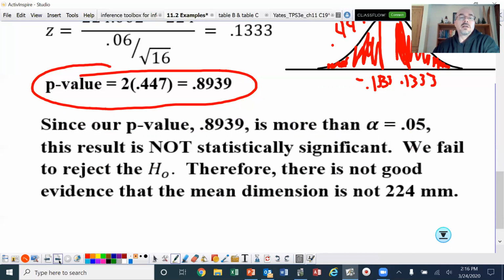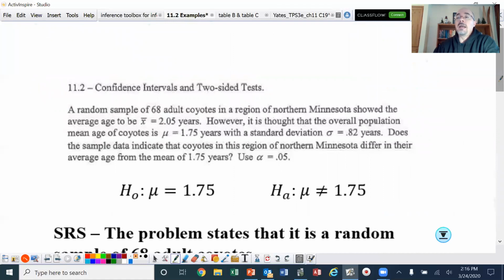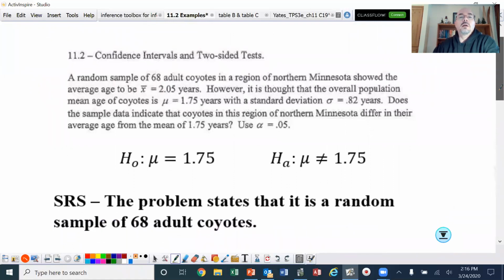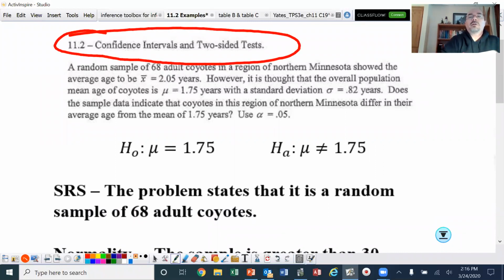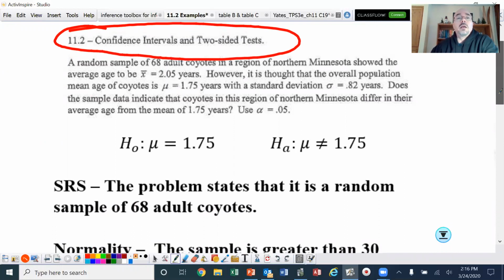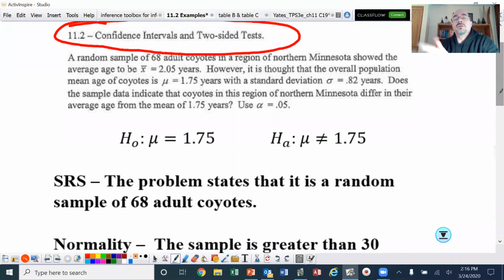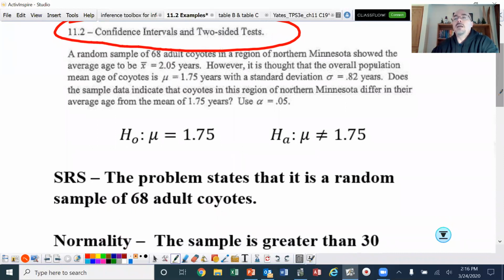All right, let's look at the next one quick. I have a bunch of these. All right. This one, we're using a confidence interval to do a two-sided test. Okay, so a random sample. So you take a minute and read it. Pause it if you need to.